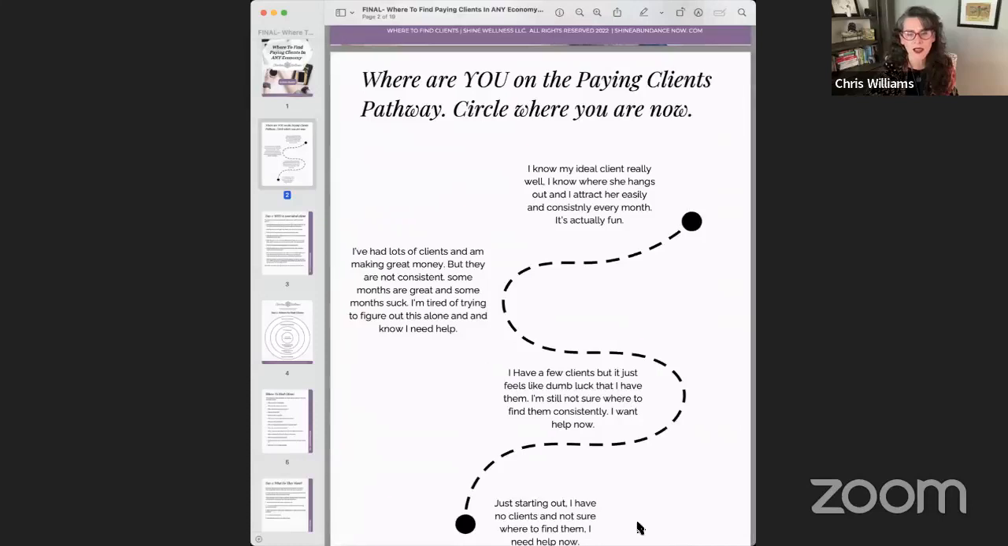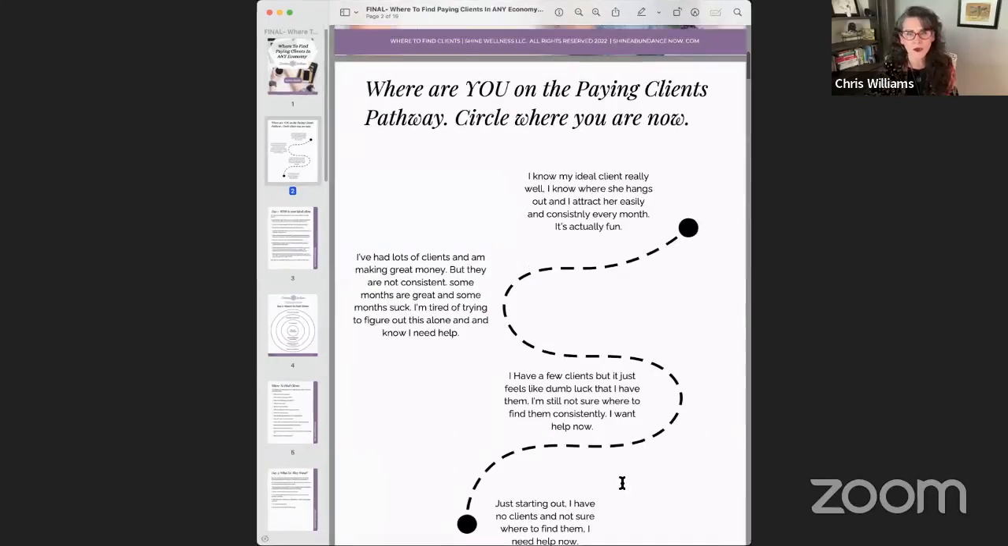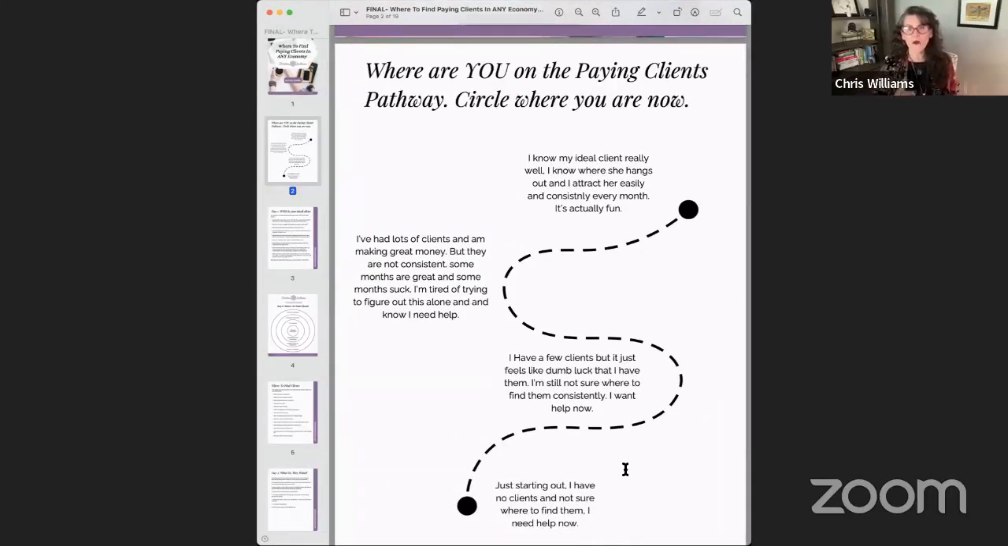I want you to take a look at where you are on the paying clients pathway right now. Down at the bottom, you'll see that it's just starting out. I have no clients, not sure where to find them. I need help right now, right? And if that's you, no harm, no foul, no shame at all. We all have to start someplace. If you're just starting out and you want to get your business off the ground and you're not really sure where to find your clients, not a problem. Go ahead and circle that.